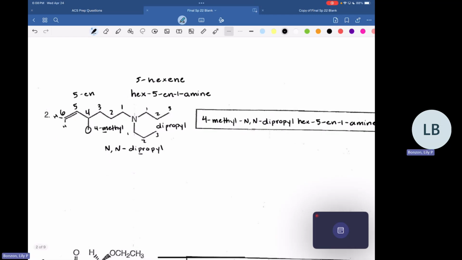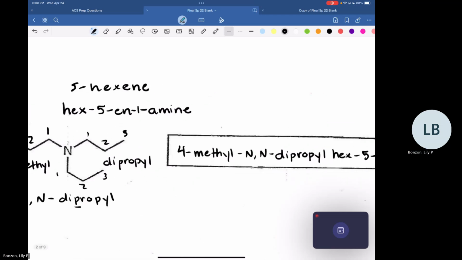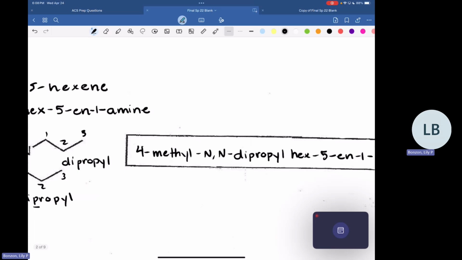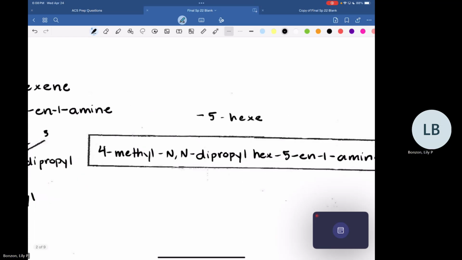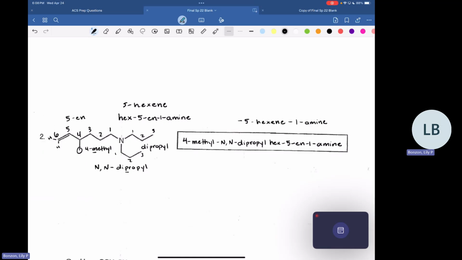Like if you started from the left instead? Yeah. So that would just be like dipropyl 5-hexene. Are you saying like 1-amine? Yeah. Oh yeah, so for this one, it's similar to alcohols. The amine could be anywhere on the chain, so you have to denote the specific carbon that it's at. So that's why you put number 1.